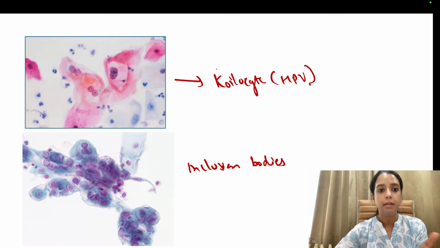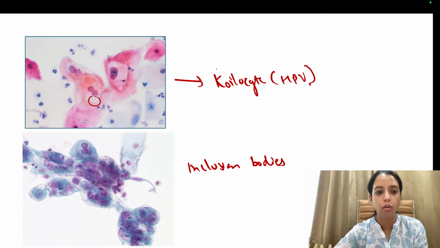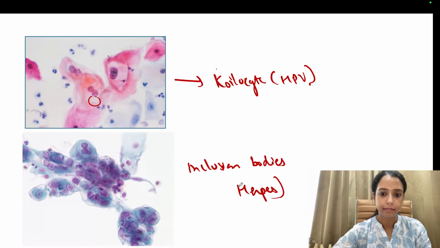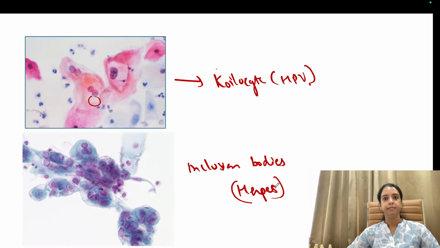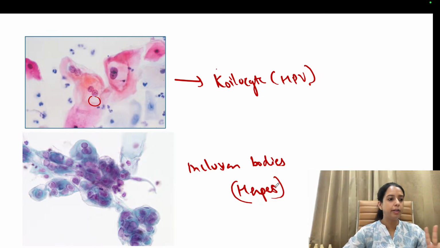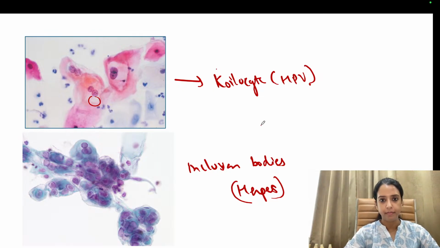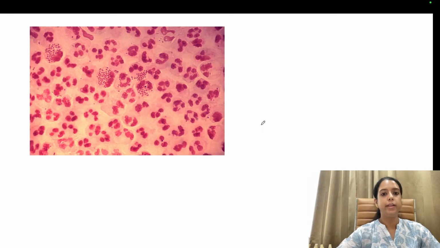Nucleus is enlarged. But here there are halos, clear halos. Here there are intranuclear clear inclusion bodies. This is herpes. Okay, so this is how you can differentiate between these two. Very important.